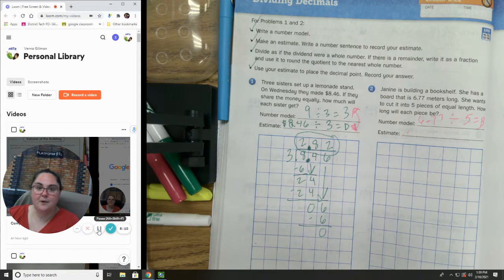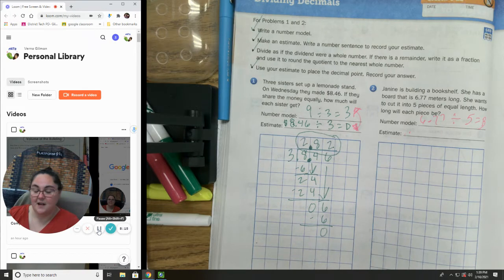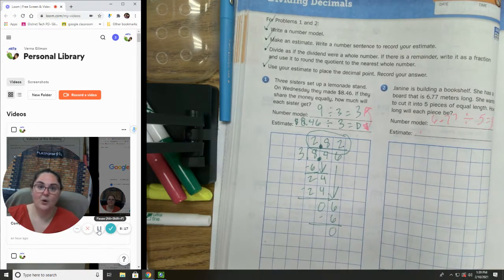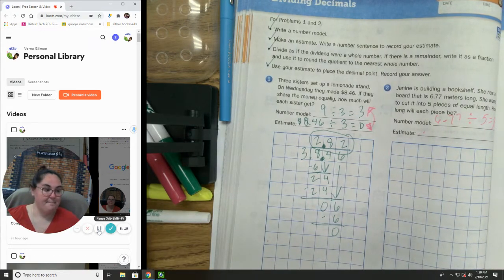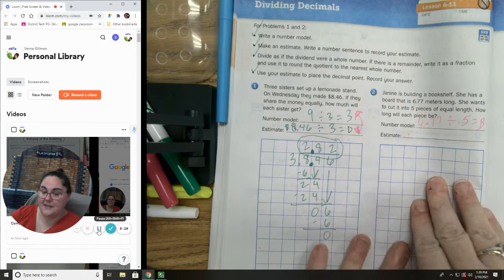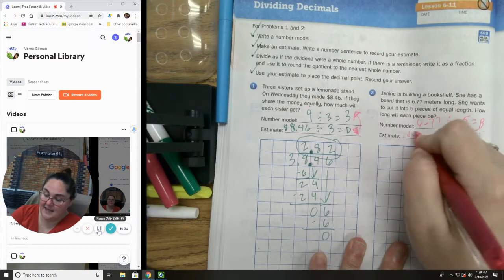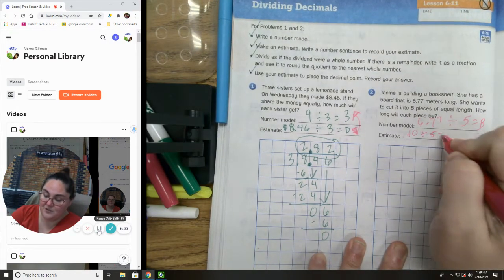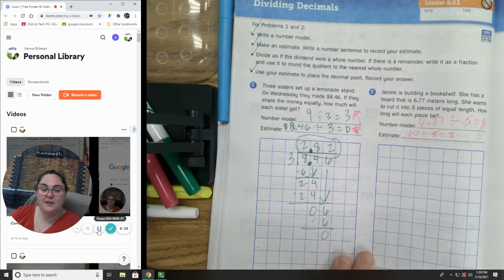Now, what is my number model? Or I'm sorry, what is my estimate? Use these numbers to help you. What is my estimate? For your estimate, you should have used whole numbers or numbers that divide easily. So if it were me, what I would do is I would maybe say 10 divided by 5 equals 2. That would be a good estimate.